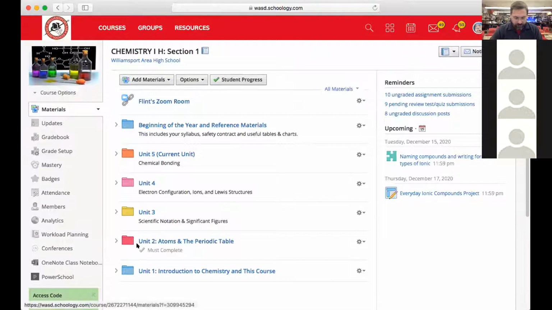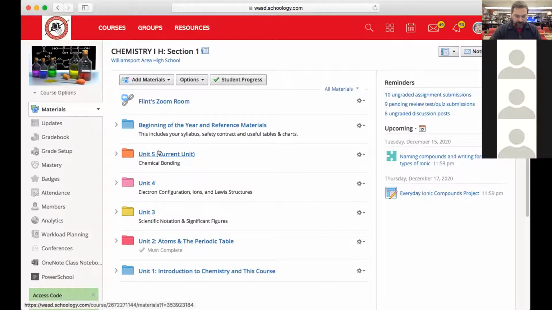reorganize things so that the newest stuff is at the top. So if you're looking for things for the current unit, Unit 5, it's at the top. Because this list gets to be kind of long, and as we keep going, you'll have to scroll down. So the oldest stuff's at the bottom, newest stuff's at the top now, but they still like reference materials toward the top and the link for the Zoom room.